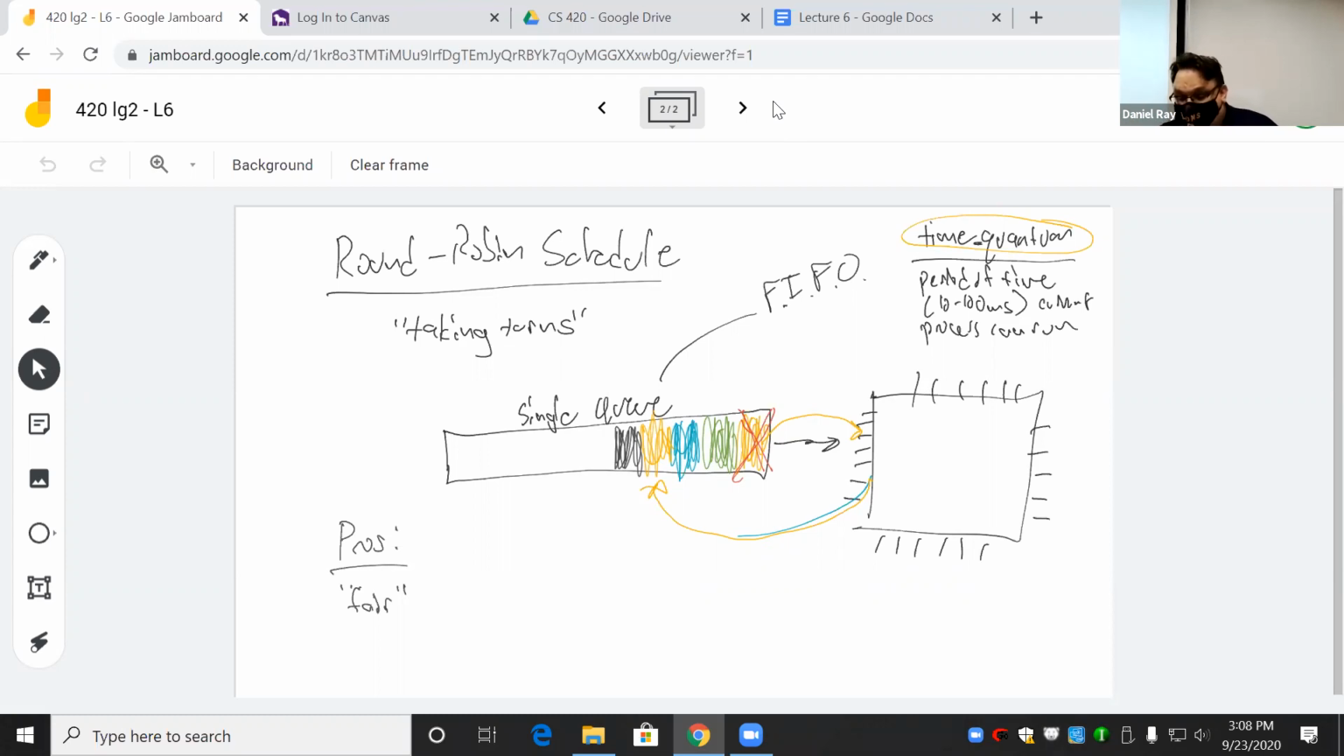But what it does mean is that if you get on the processor, you have a set amount of time that you can run on that processor before it becomes somebody else's turn, some other process's turn. Okay? It also, on the pro column, has no starvation. So what does the term starvation mean? Lack of resources. But specifically what resource are we talking about? Time on the processor, did somebody say that?